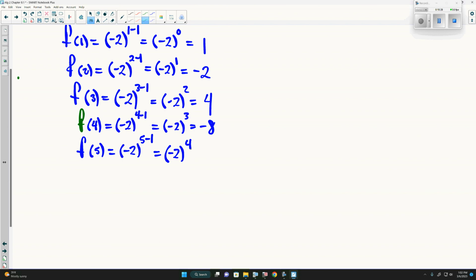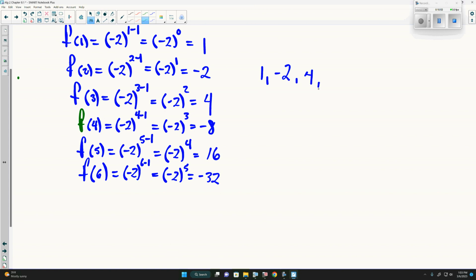For f of 5, we'd have negative 2 to the 5 minus 1, which is the same as negative 2 to the 4th, which is positive 16. And f of 6 would be negative 2 to the 6 minus 1, which is negative 2 to the 5th, which would be negative 32. So we get 1, negative 2, 4, negative 8, 16, negative 32.